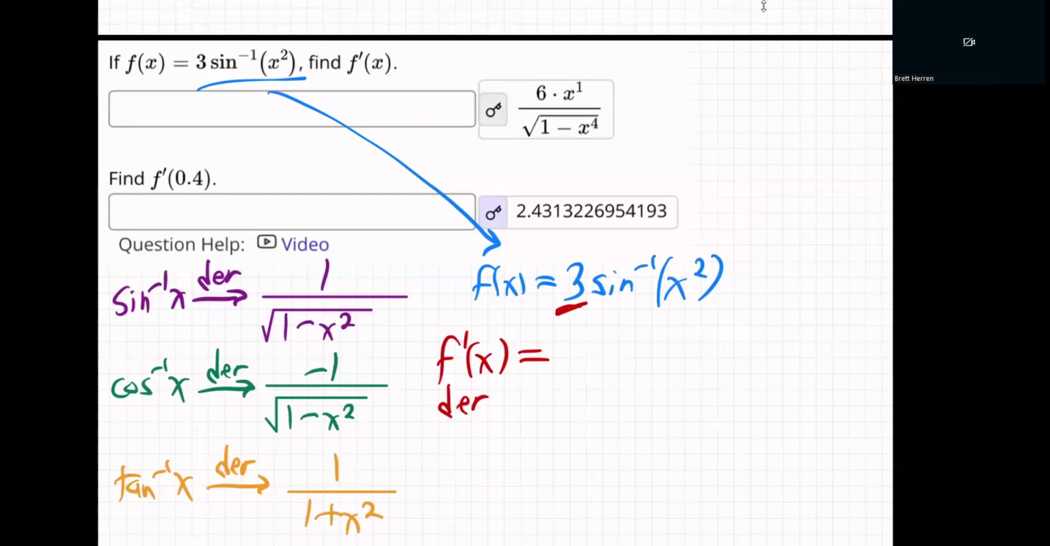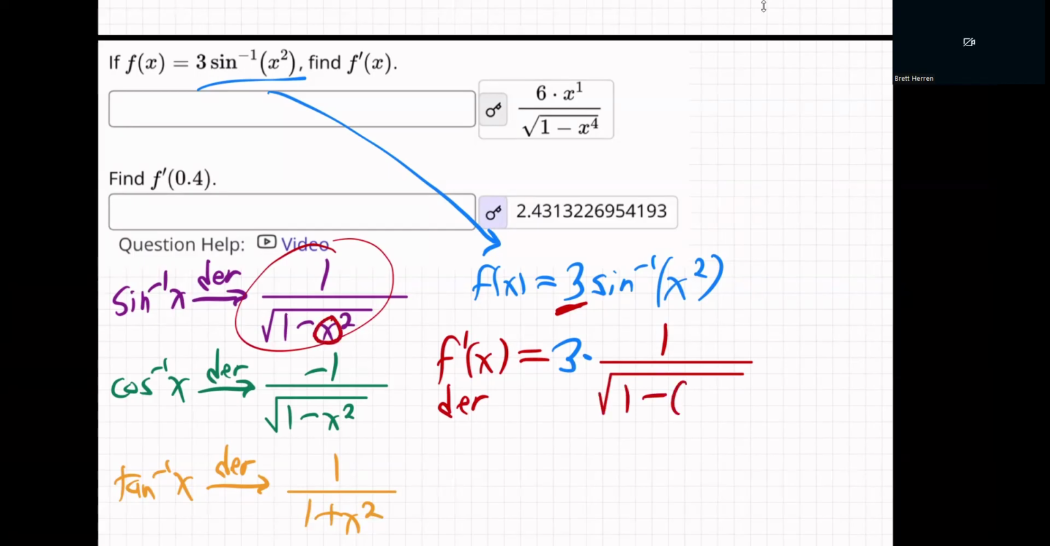Anytime we have a constant number in the front of a function, that's just going to sit there. It's not doing anything. It's just a spectator. And so now we'll do the derivative, which for sine inverse is right here: 1 over the square root of 1 minus x squared. Now, that x squared, we're going to need to plug in the whole x squared. X squared squared, right? That whole x squared goes in there.